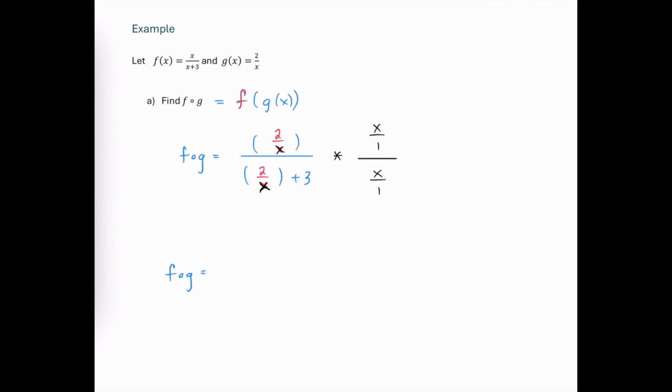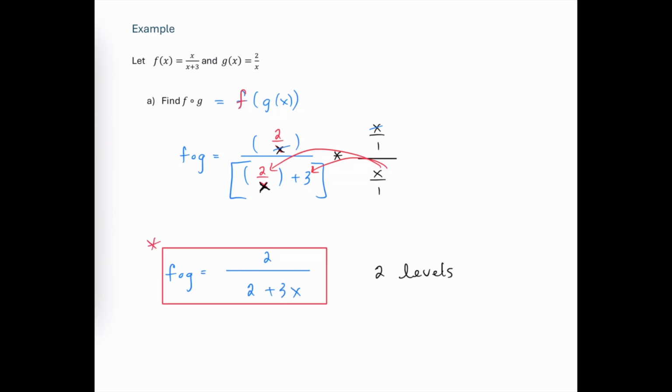In the numerator, we see 2 over x times x over 1, and these two x's clearly cancel out now, so now I have just 2 over 1 in the top, which is going to be 2. In the denominator, we need to make sure that our x is distributed into the parentheses correctly. So we'll say 2 over x times x over 1 here. The x's are going to cancel, and I'll end up with just a positive 2. And then when I distribute the x into the second term, we have 3 times x, which is 3x. Now we have a 2-level fraction, which is an acceptable answer for our composite function.